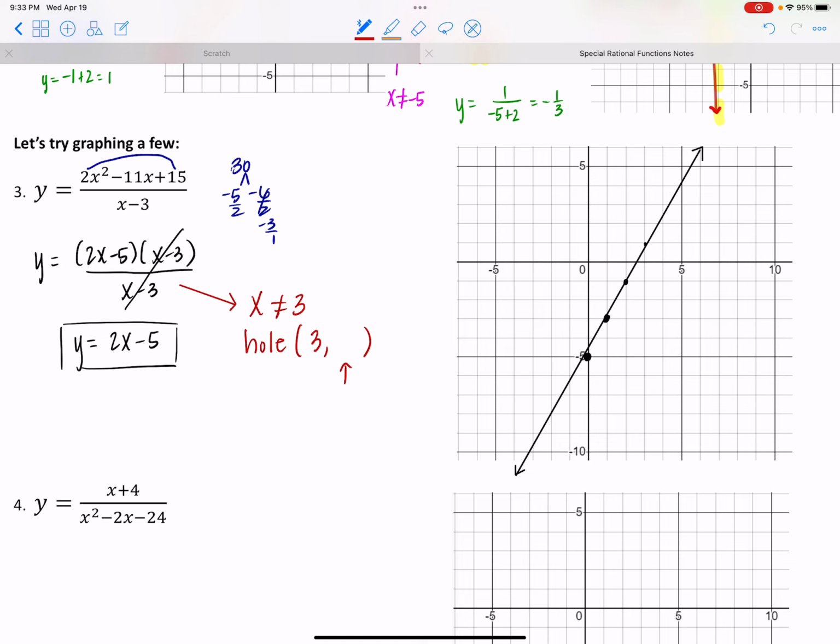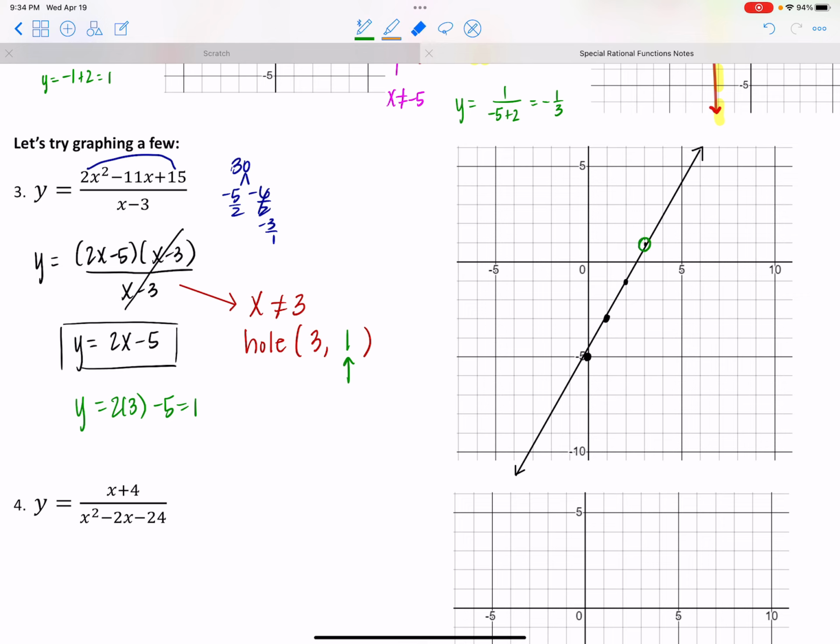So to get the... Let me change colors. To get the y value that goes here, I'm going to plug 3 into my function. I'm looking for a point on this graph, and I know the x value in that point is positive 3. So if I plug 3 in, 2 times 3 would be 6, and 6 minus 5 would be positive 1. So 3, 1 is where I should have a hole, and it makes sense on this line. There's a point at 3, 1.